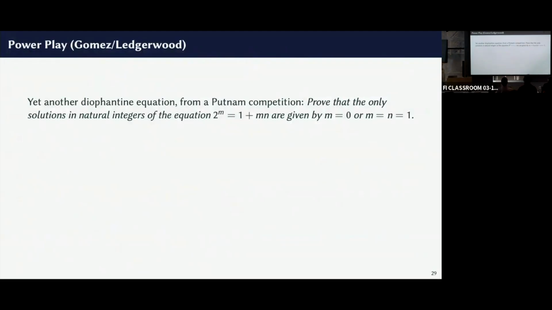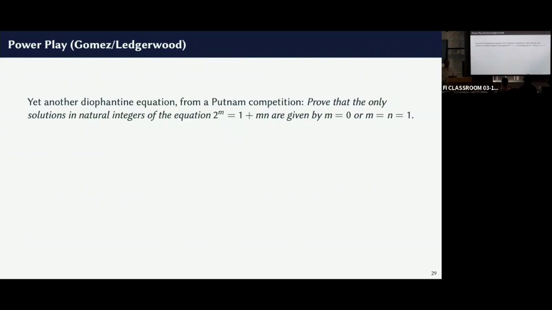So it's taken from a Putnam competition. You take the solutions in natural integers of the equation 2^m = 1 + mn. So m divides 2^m minus 1. And you have to prove that either m is 0 or m and n are both equal to 1. This one, I found it more difficult, mathematically. But I want to show you the first steps.